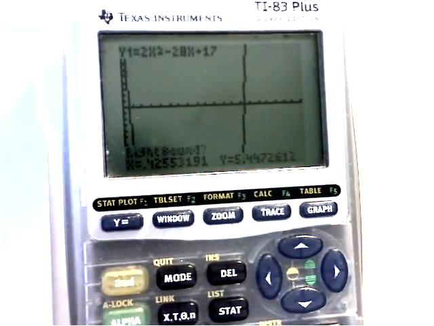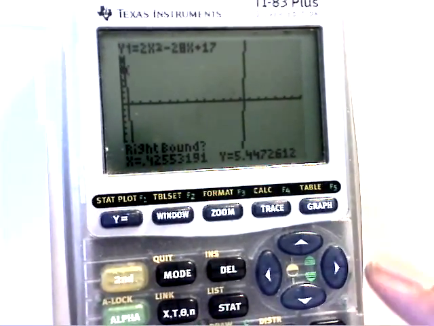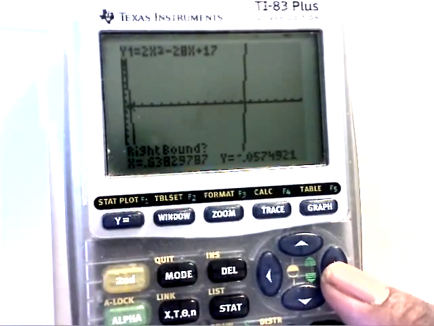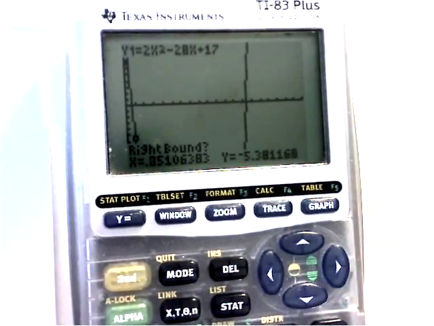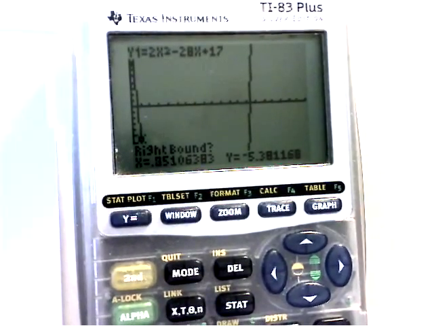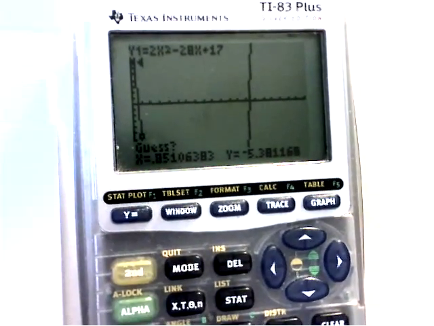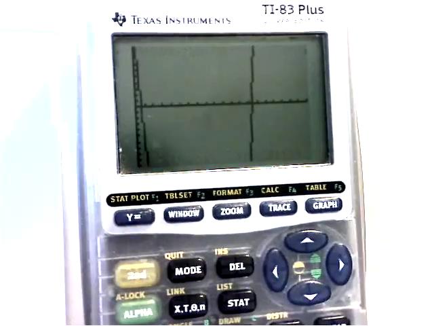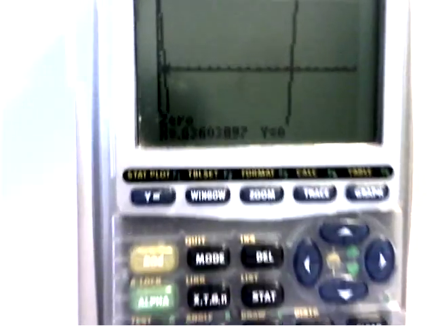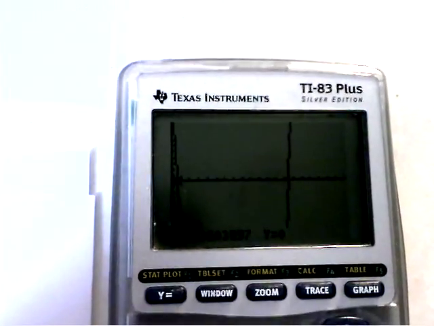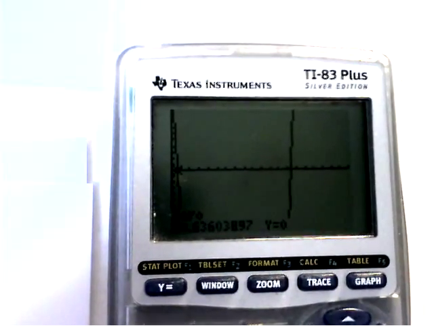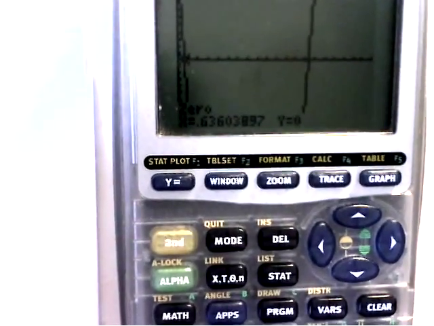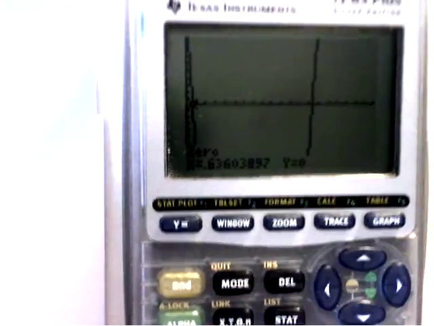Now we press enter. And then for right bound, we use our right arrow key to put the cursor below it, and then hit enter. Then after guess, press enter. And you're going to get, let's see, 0.64. Which is what I come up with, 0.64.